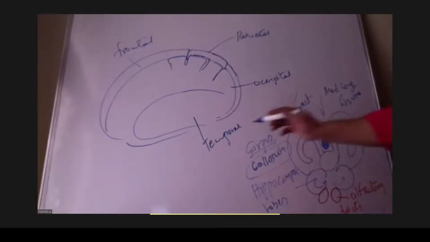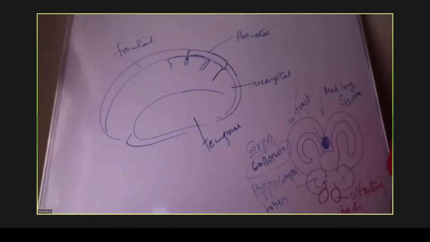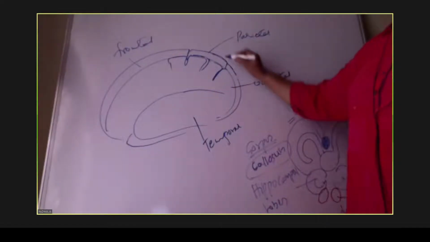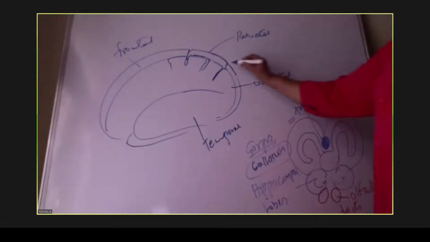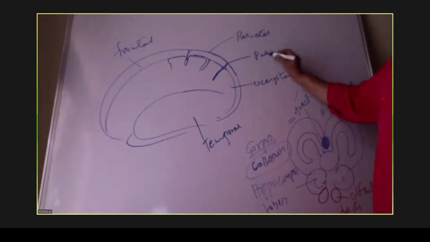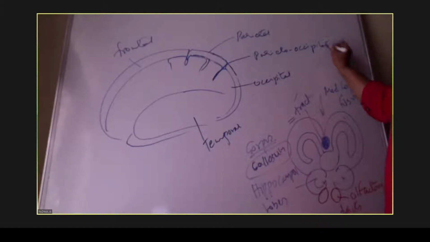Hippocampal lobe, temporal lobe, written. Yes, ma'am. Now, here one sulcus which is dividing the parietal and occipital is the parieto-occipital sulcus.